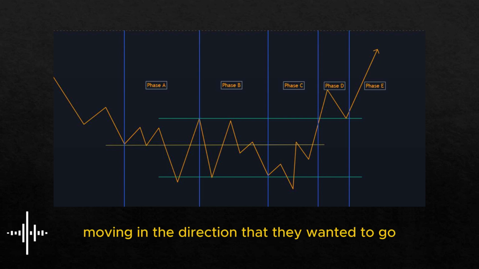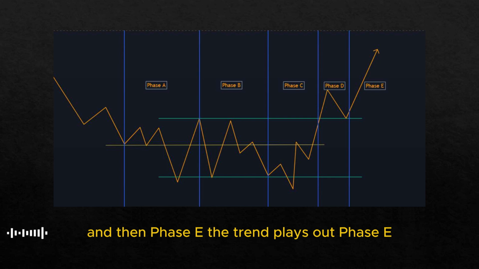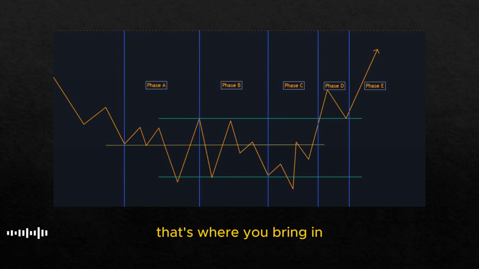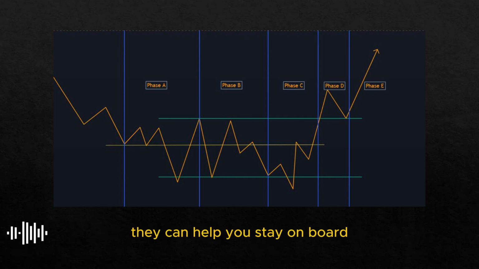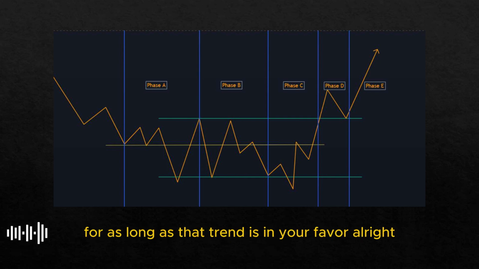The price starts moving in the direction that they want it to go. And then Phase E, the trend plays out. Phase E, that's where you bring in all those trend analysis tools. Your moving averages, your trend lines, your momentum indicators. They can help you stay on board for as long as that trend is in your favor.